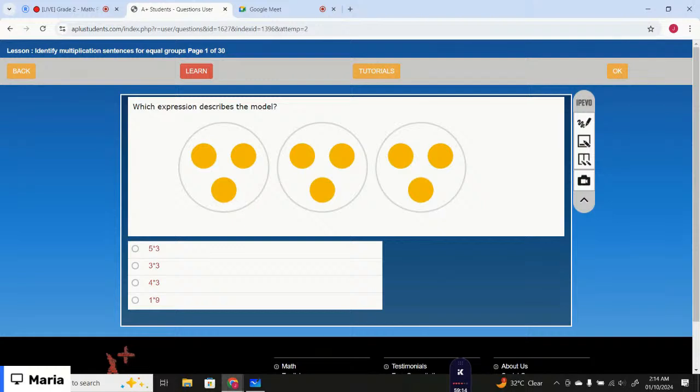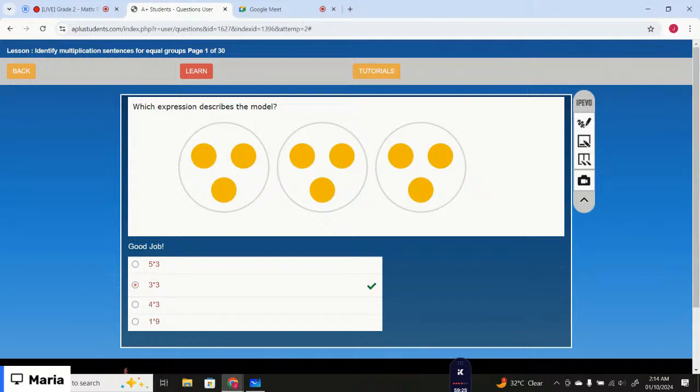That is 3 times 3. You have 3 groups, 1, 2, 3, and each group has 3 dots, so that means that is 3 times 3. Option number 2 is the correct option. Got it? Very good.